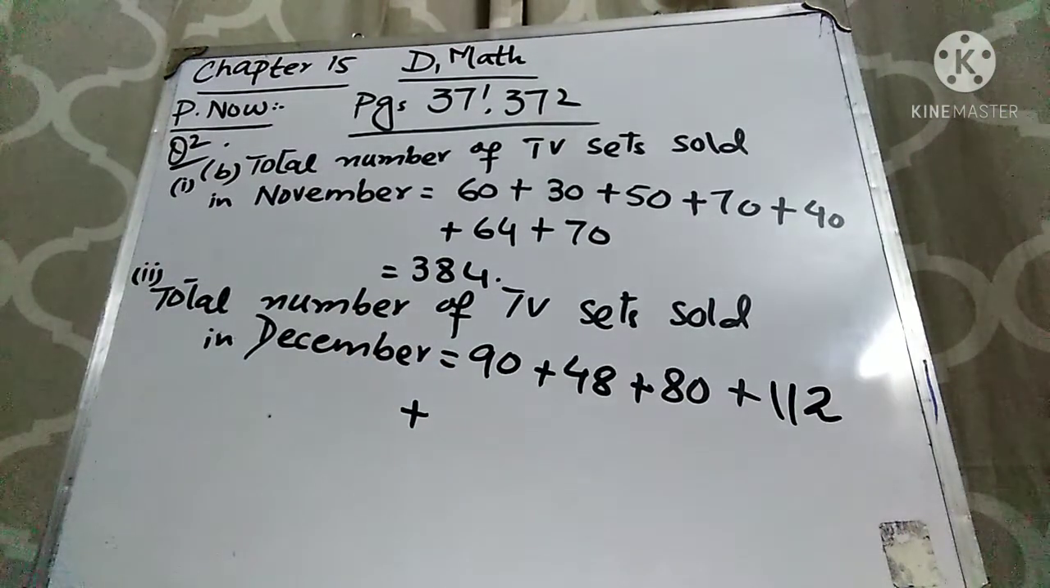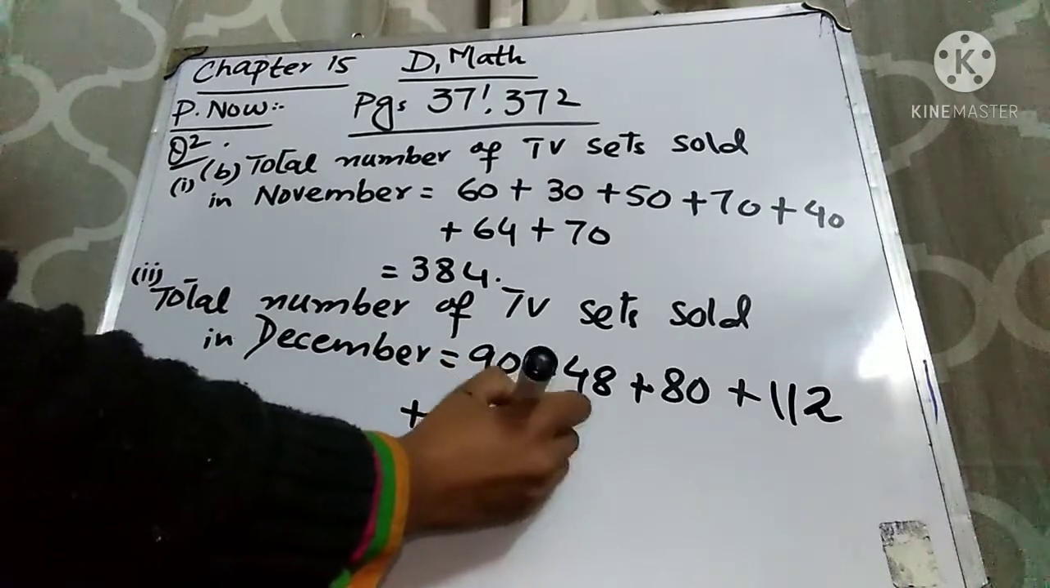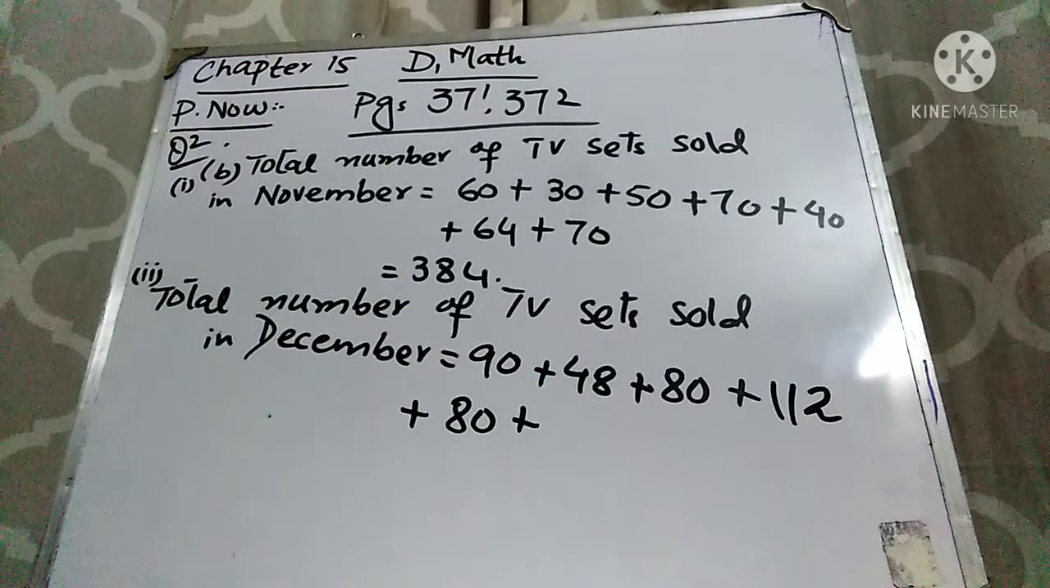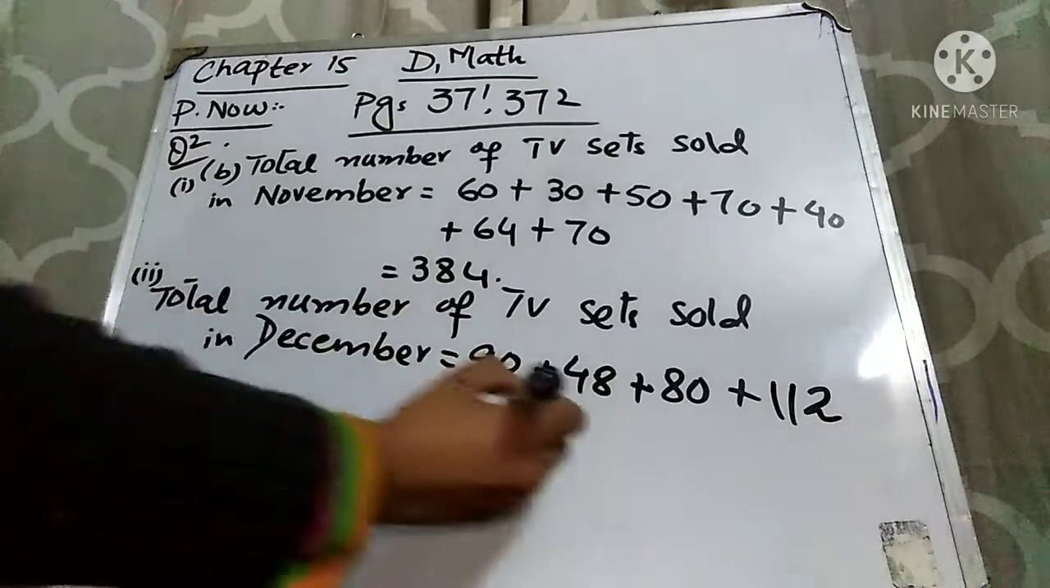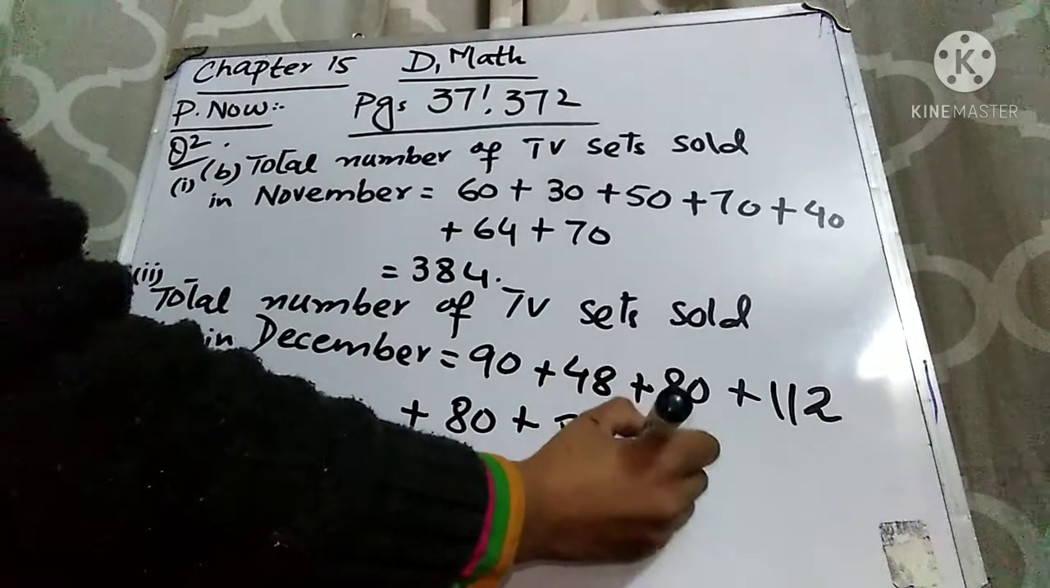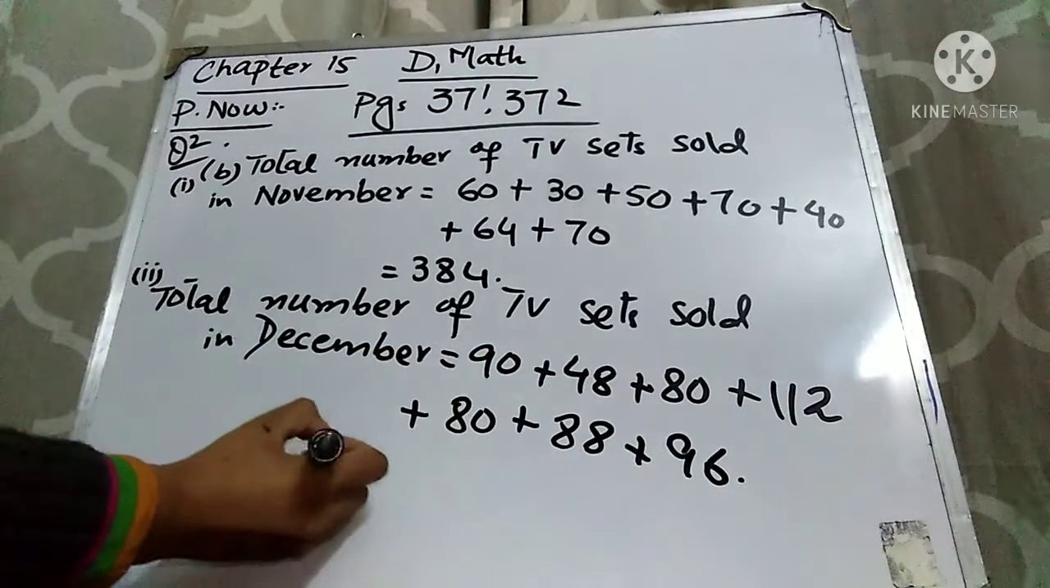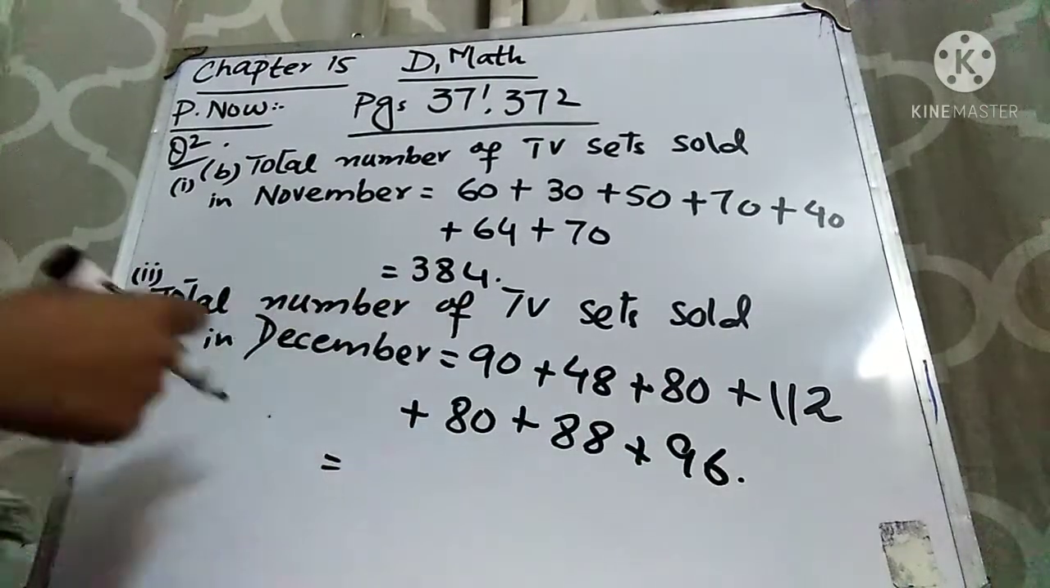The next purple bar for shop 5 goes till 80, so you will add up 80. And then in the table, it's given for shop 6, it's 88, and then 96 for shop 7. These two values are given in the table.